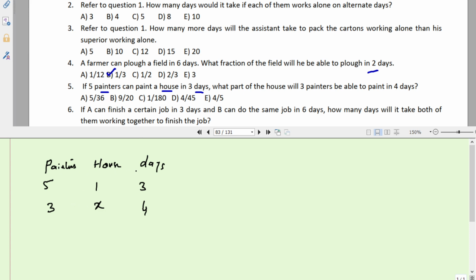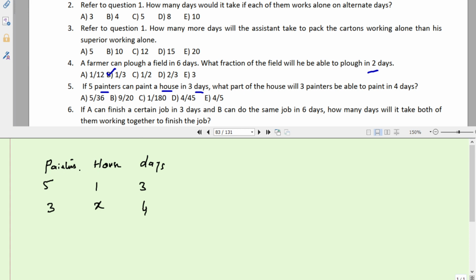Now look at these 3 quantities only. You have to see what is the relationship between these two first, painters and houses, whether they are directly related or indirectly related. So painters and houses, what do you say? More the painters, more the houses, or more the painters, less the houses? If there are more painters, they will be able to paint more houses. So these two quantities are directly related, direct proportion.